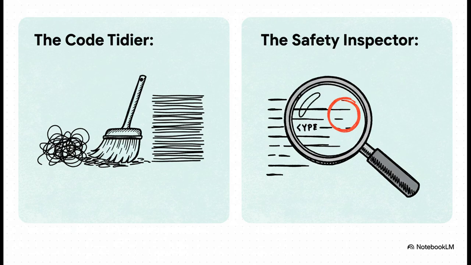On one side, you have Terraform FMT. I want you to think of this one as the code tidier. Its only job is to make your code look neat and easy to read. On the other side, we've got Terraform Validate. This is your safety inspector. Its job is to actually check your code for errors. So one makes it look good, the other makes sure it is good.